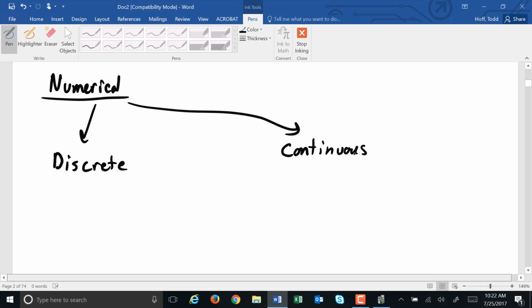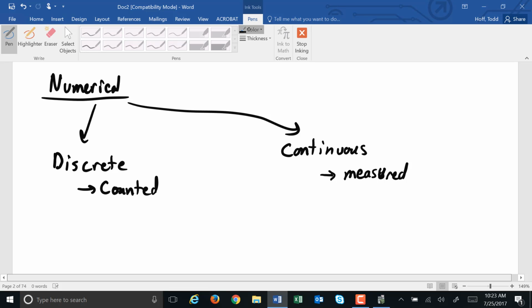The simplest way I can describe discrete is a discrete numerical piece of data is something that can be counted. How many cars do you own? How many classes are you taking right now? How many children do you have? Those are things you would count. Continuous is something that would be measured. How tall are you? How much do you weigh? How much time did it take you to do this assignment? Those are all things that can be measured.